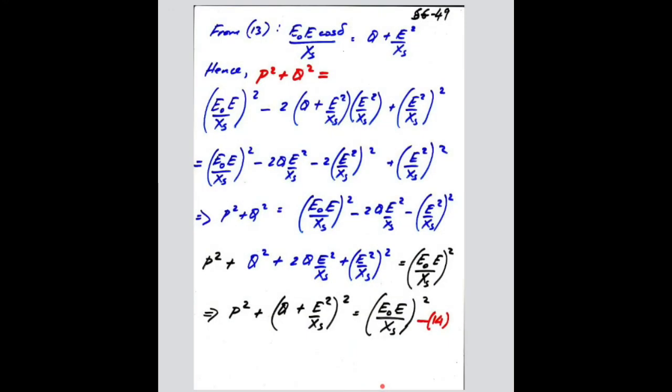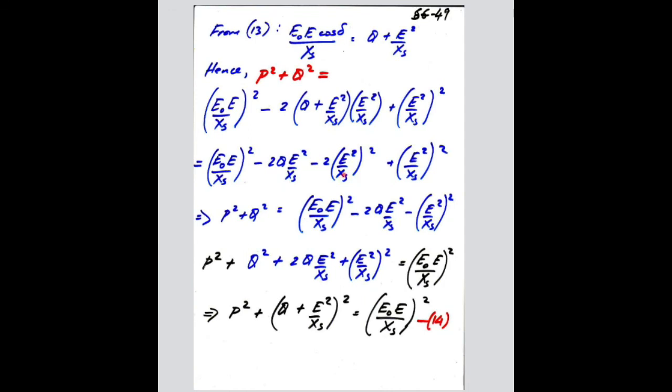So from equation 13, which we derived earlier, we know that E naught cos delta over XS is equal to Q plus E squared over XS, right? So that one we've derived earlier. And when we look at P squared plus Q squared, we see that it's got three terms, 1, 2, and 3, right? And we can expand the middle term. So that's what I've done here.